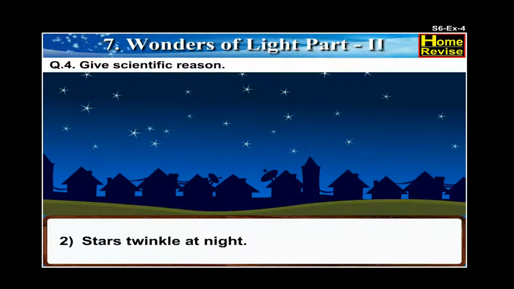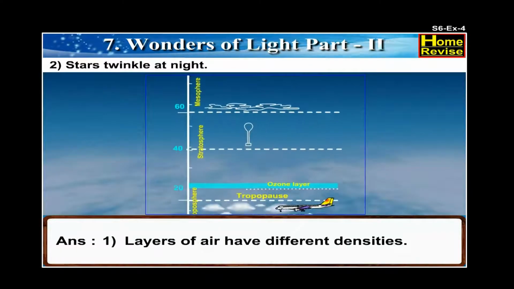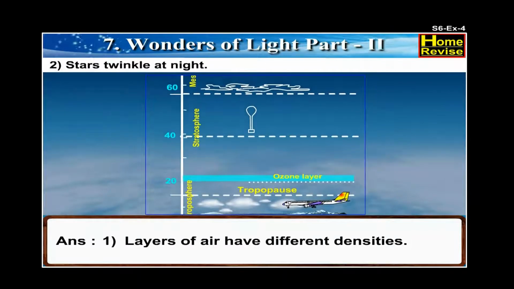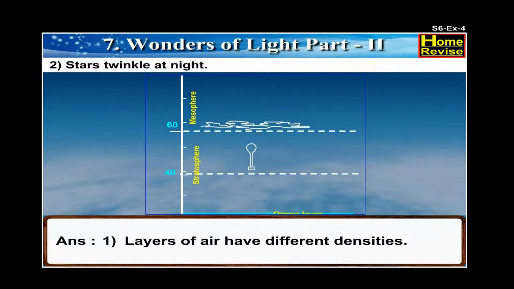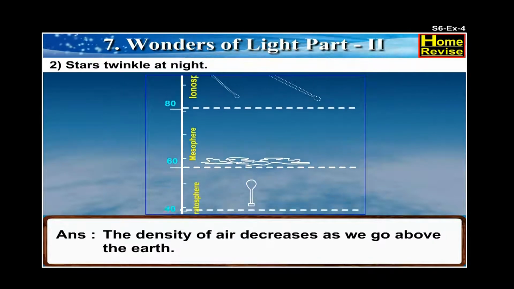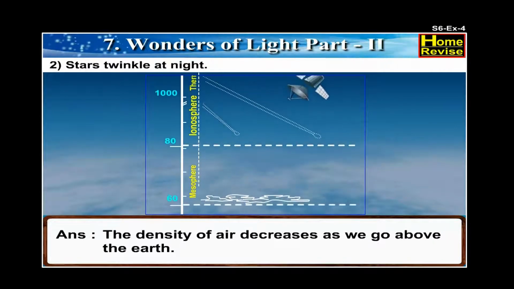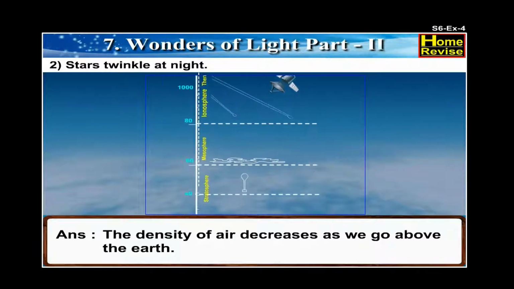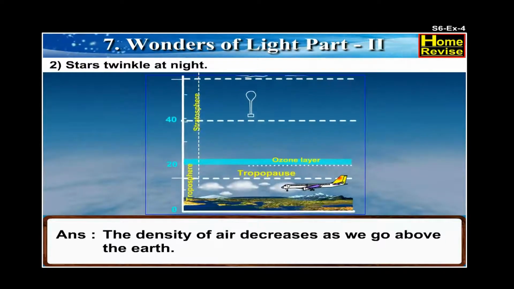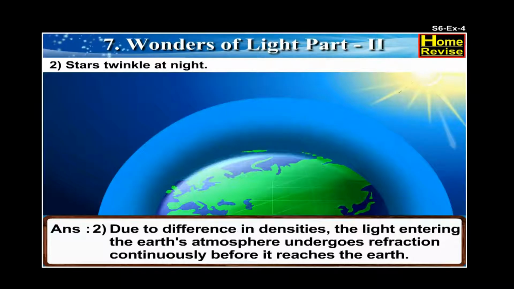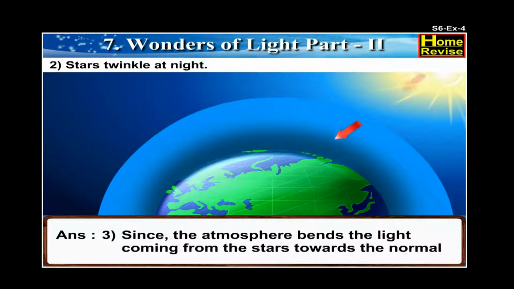Second, stars twinkle at night. Answer 1. Layers of air have different densities. The density of air decreases as we go above the earth. 2. Due to difference in densities, the light entering the Earth's atmosphere undergoes refraction continuously before it reaches the Earth.